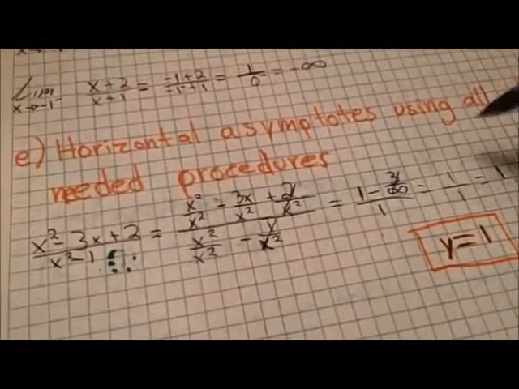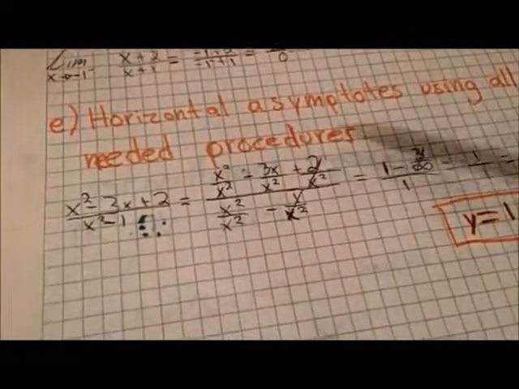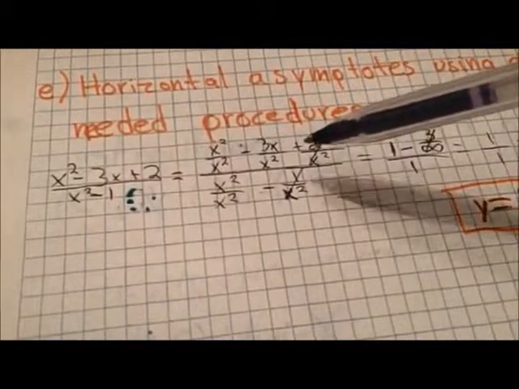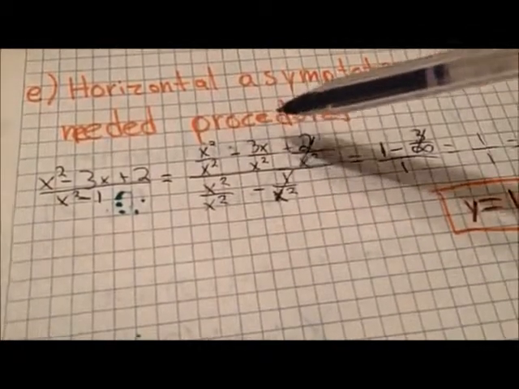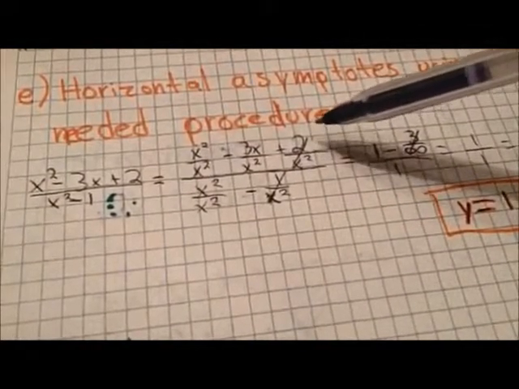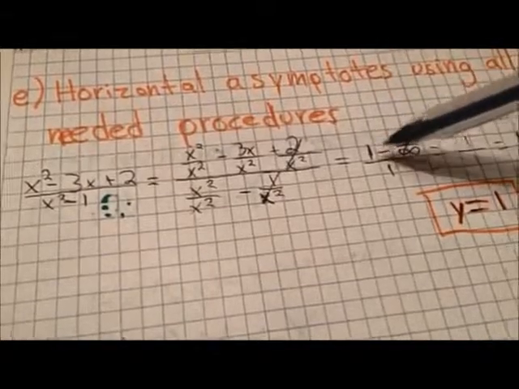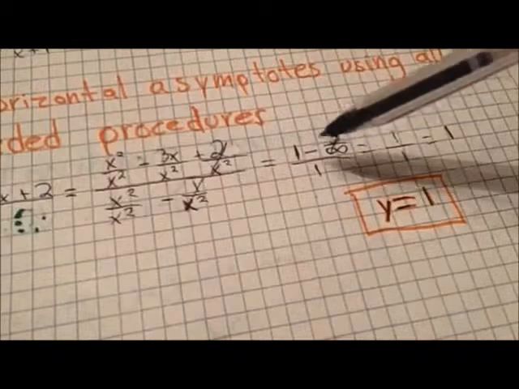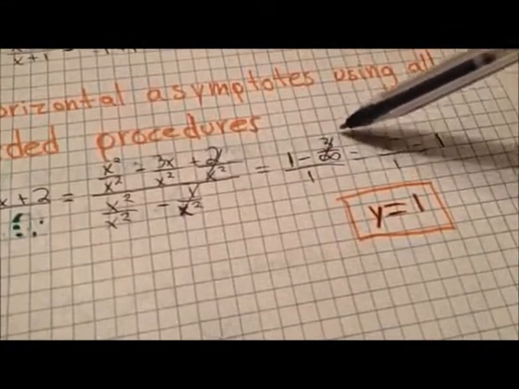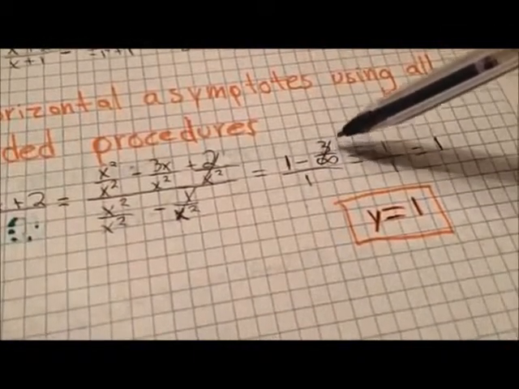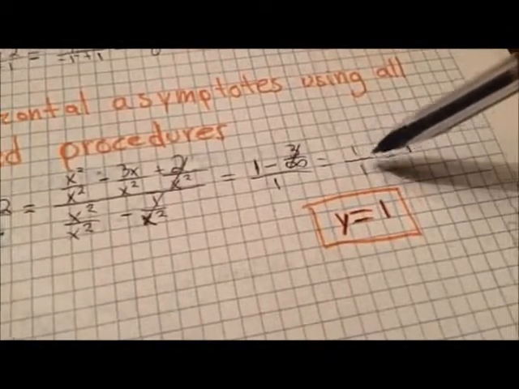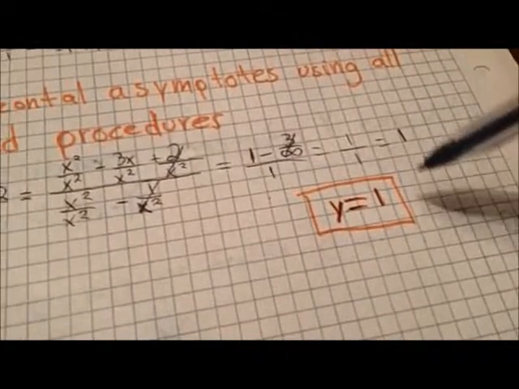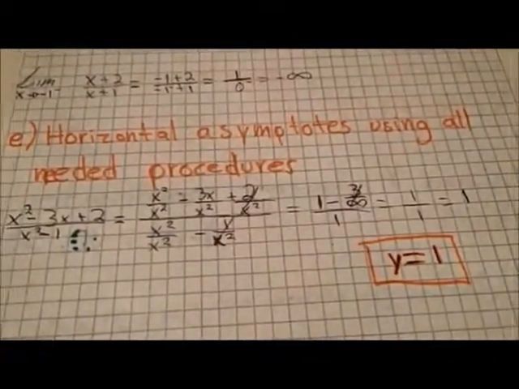Horizontal asymptotes using all needed procedures. First, we have to divide everything by the term with the biggest exponent. So we divide everything by x squared, and we get 1 minus 3 over infinity over 1. We eliminate this because this is 0, and we get 1 over 1, and this is equal to 1. So the horizontal asymptote is y equals 1.